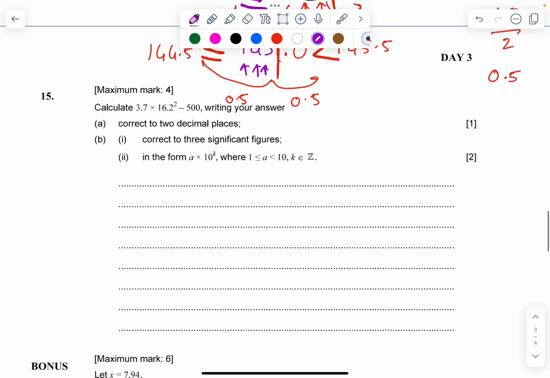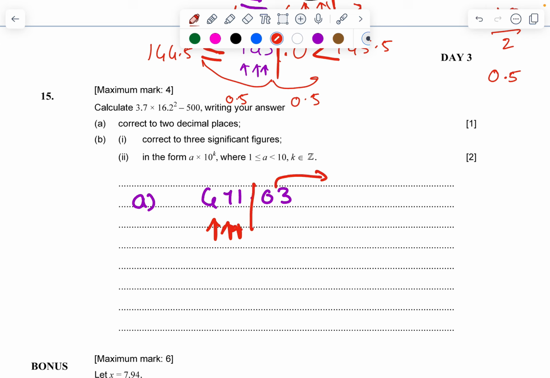Now, lastly, question number 15. 3.7 times 16.2 square minus 500. Write your answer correct to two decimal places. When you use the calculator, it should be giving 471.03. Correct to three significant figures. So what are the three significant figures? 1, 2, 3. So this is less than 5. So this becomes 0, 0. So the answer is going to be 471. Write down in the standard form. So it is going to be 4.71, and the point has to move 1, 2. So 10 to the power of 2.